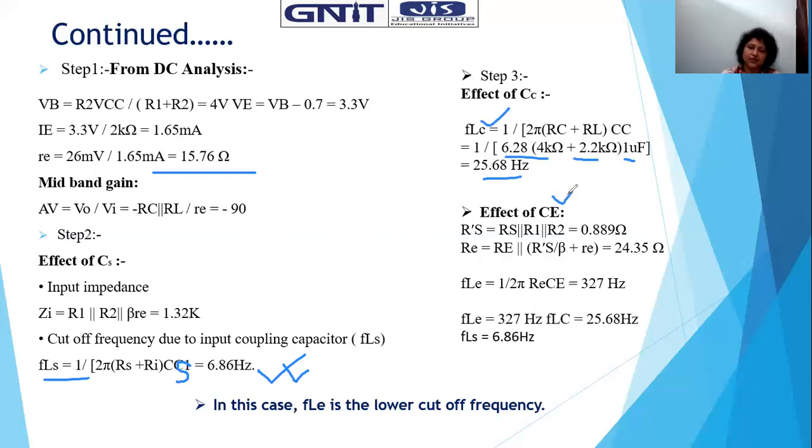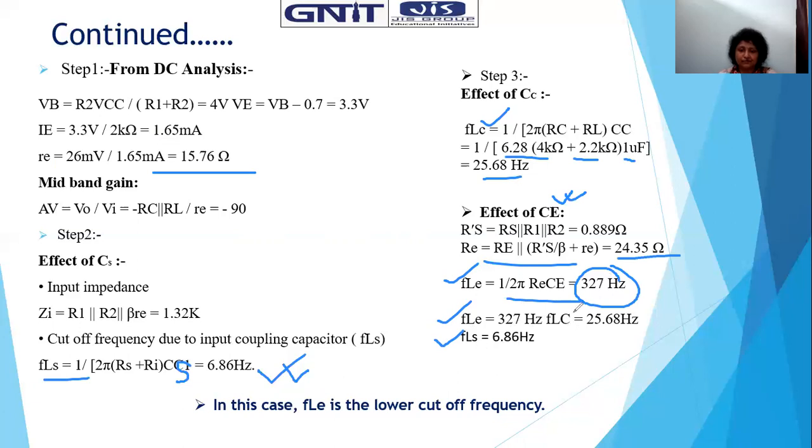Now, in a similar manner, as we established the relation, FLE is equal to 1 by 2 pi RE CE. So let's calculate RE. What value did we get? That is 24.35 ohm. And if we put that value, we are getting the cutoff frequency with respect to the emitter terminal capacitor, that is 327 Hz. So these are the three cutoff frequencies we got.